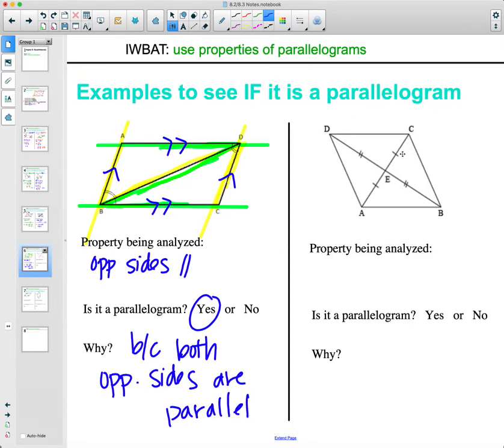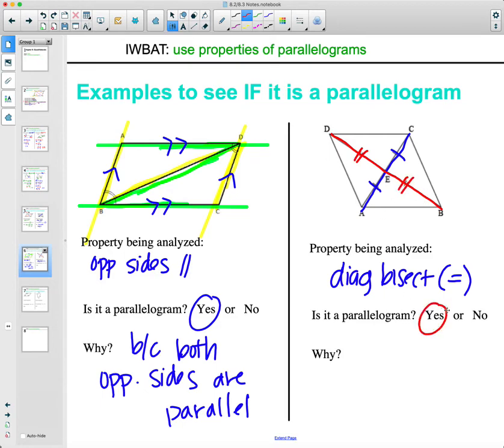Next one, we see the diagonals are marked up. So remember, we're looking at the property that talks about diagonals bisecting each other or being equal to each other. So look along this diagonal, we see that it's split into 2 equal pieces, so that's good. One of the diagonals is bisected. So let's take a look at the other one, and we see that this piece is marked congruent to this piece. So both diagonals are being bisected. So we would say yes. Why? Because both diagonals are bisected.